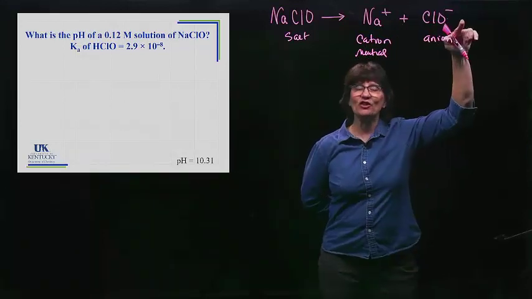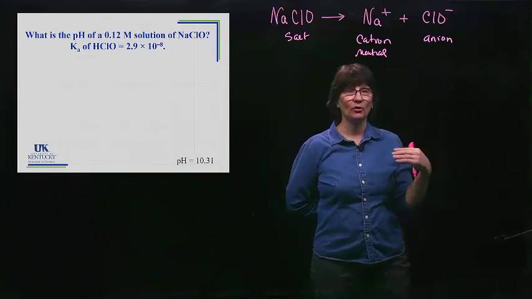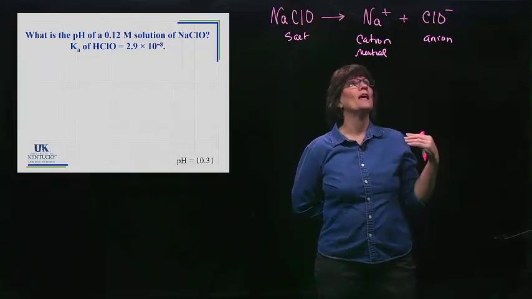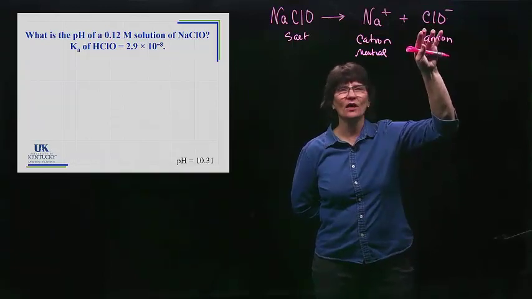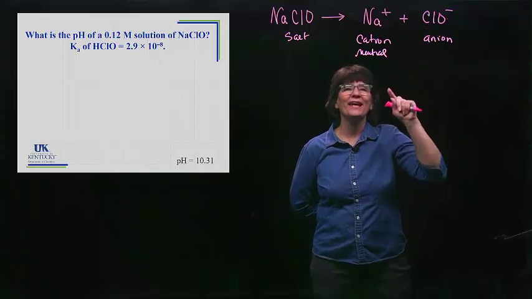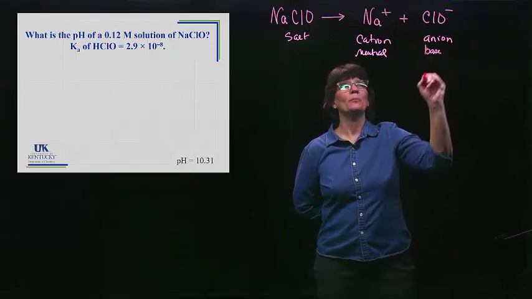ClO minus, it's negatively charged, so we can conceive of it accepting an H plus, being a proton acceptor. It would only do so if in doing it didn't become a strong acid, and HClO is not on my strong acid list, so I know it can accept a proton. It's a proton acceptor, it is a base.